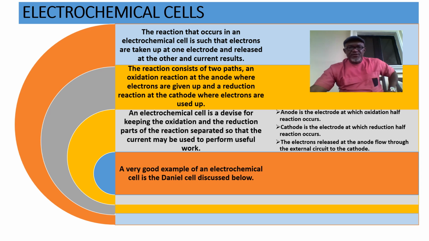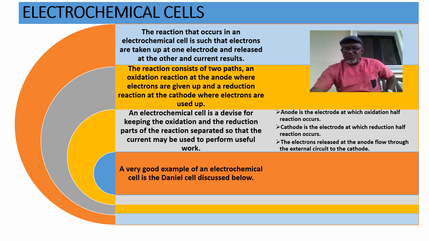Electrochemical cells. The reaction that occurs in electrochemical cell is such that electrons are taken up at one electrode and released at the other, and current results. So we'll see the diagram and we'll explain very well. The reaction consists of two parts: an oxidation reaction at the anode where electrons are given up, and a reduction reaction at the cathode where electrons are used up. An electrochemical cell is a device for keeping the oxidation and reduction parts of the reaction separated so that the current may be used to perform useful work. Now it is clearer for us.